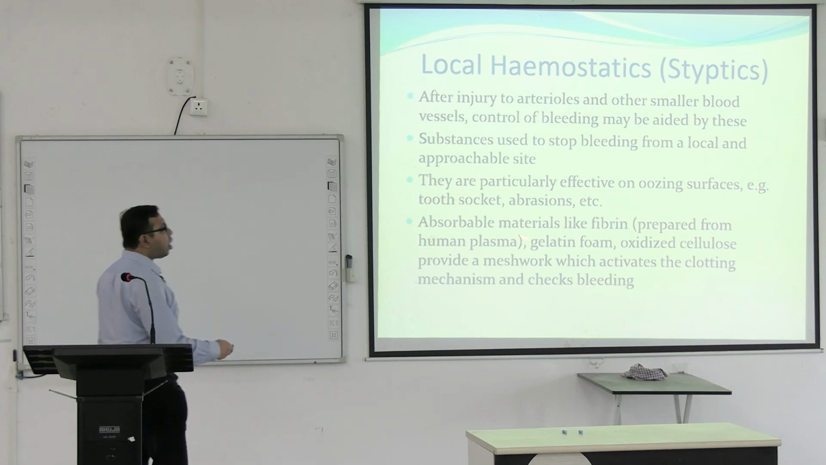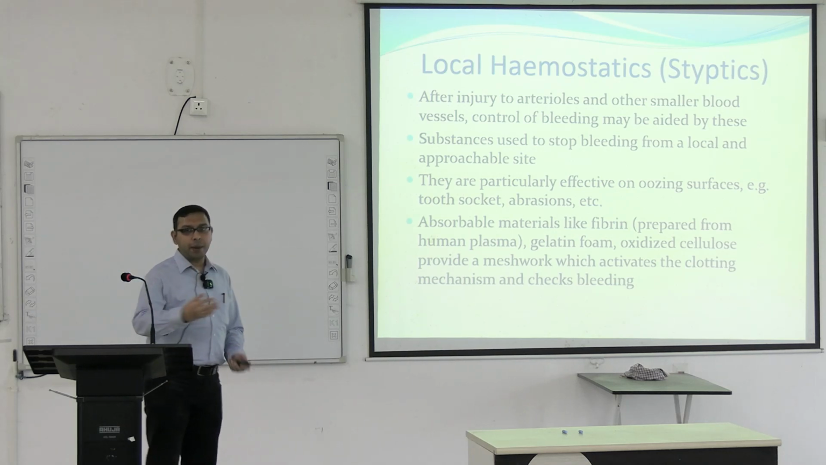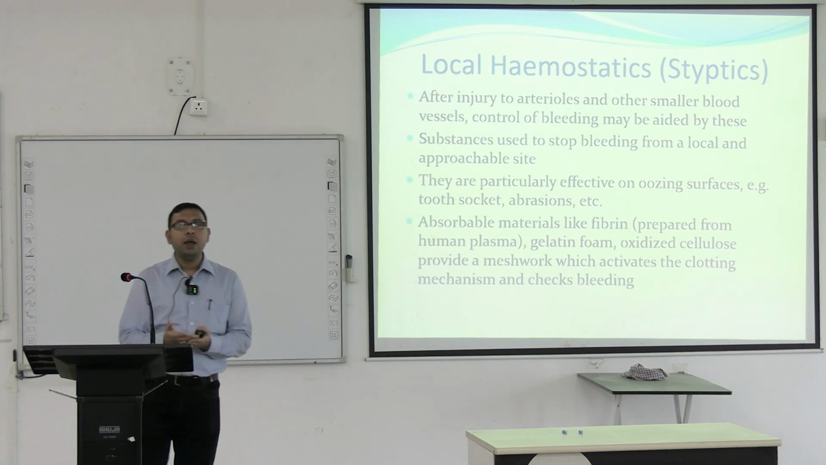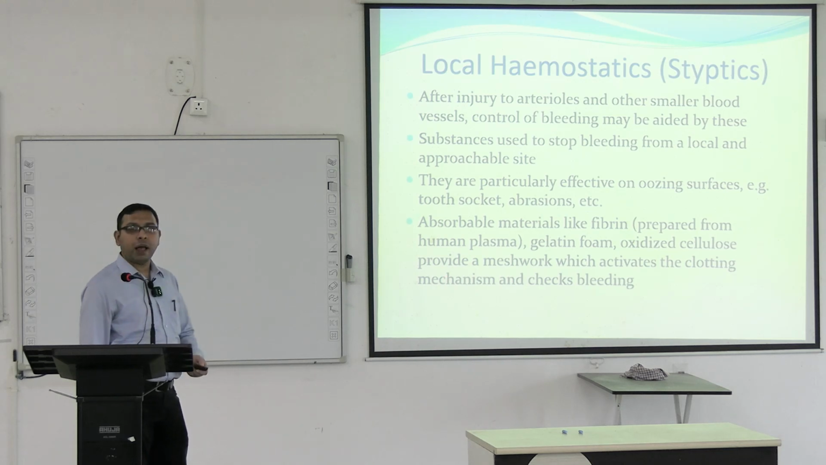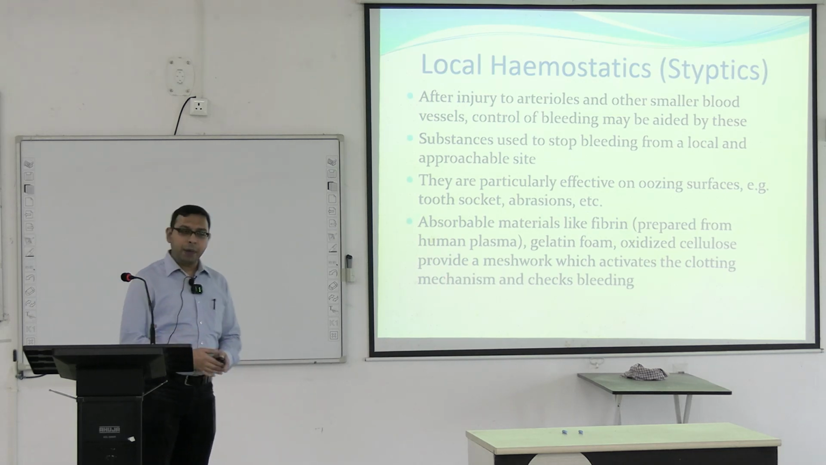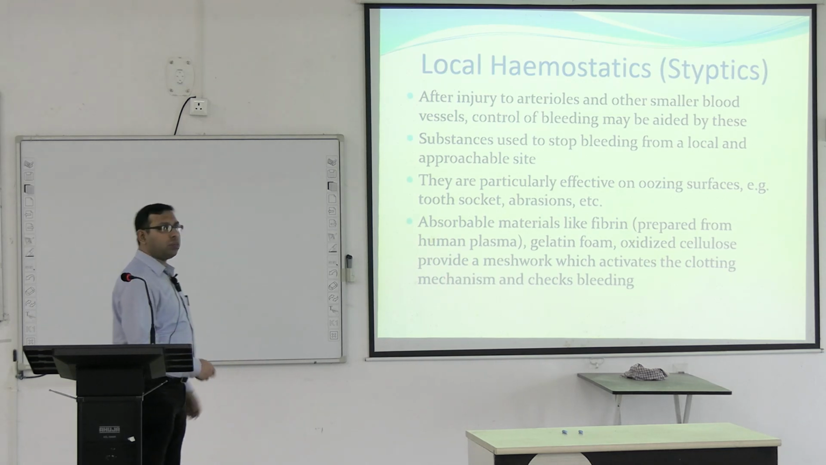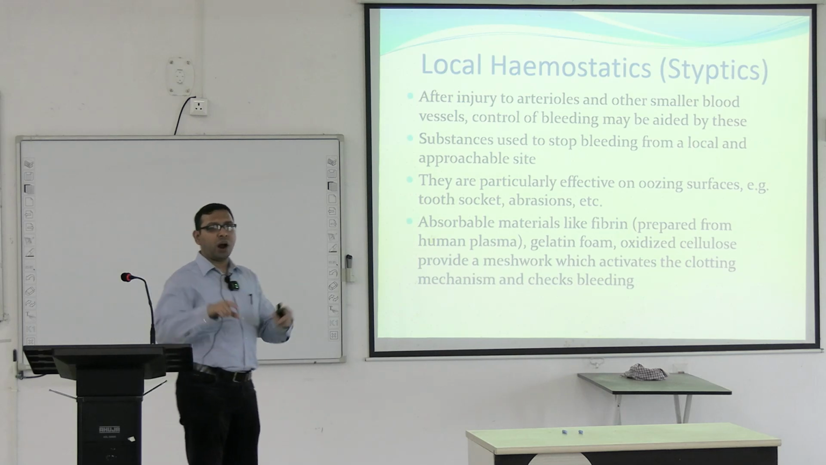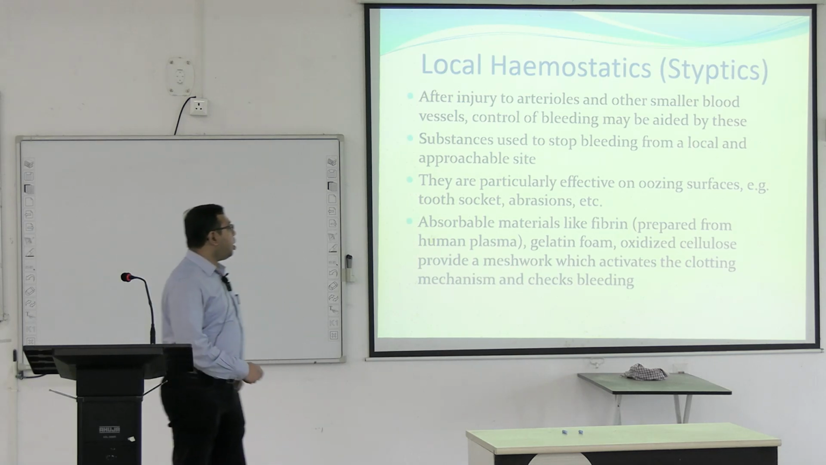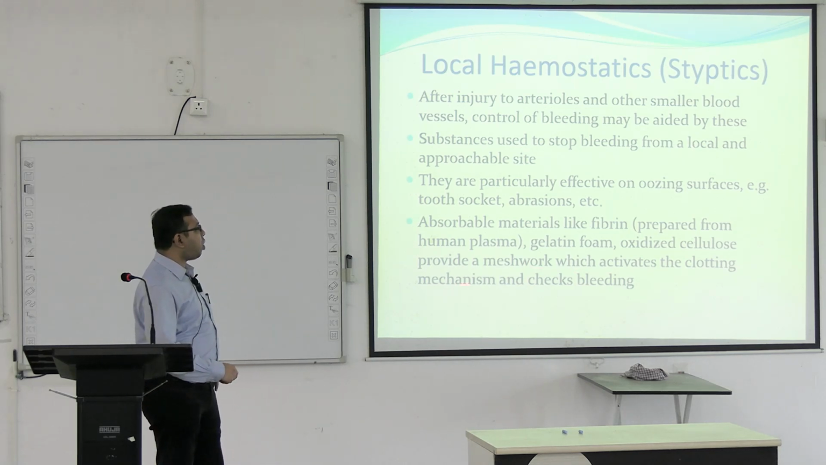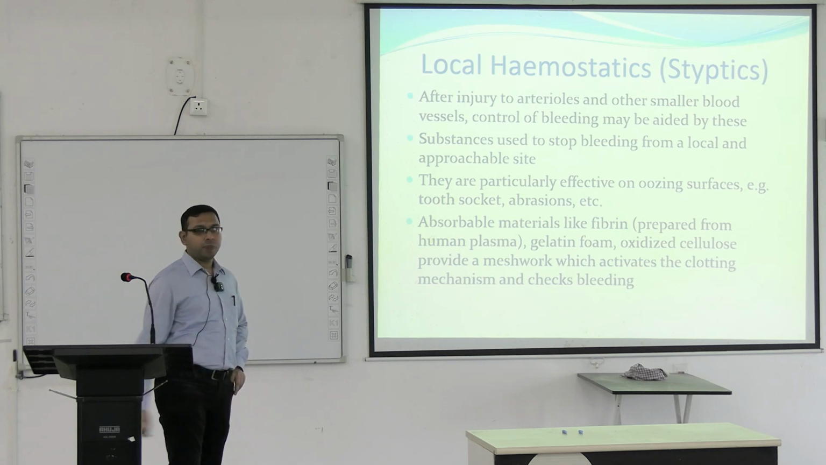Here absorbable material like fibrin is used. This fibrin sheath is available. This is usually prepared from human plasma. Gelatin foam can be used. Oxidized cellulose, this is like a meshwork. It provides a meshwork which activates the clotting mechanism and checks bleeding.